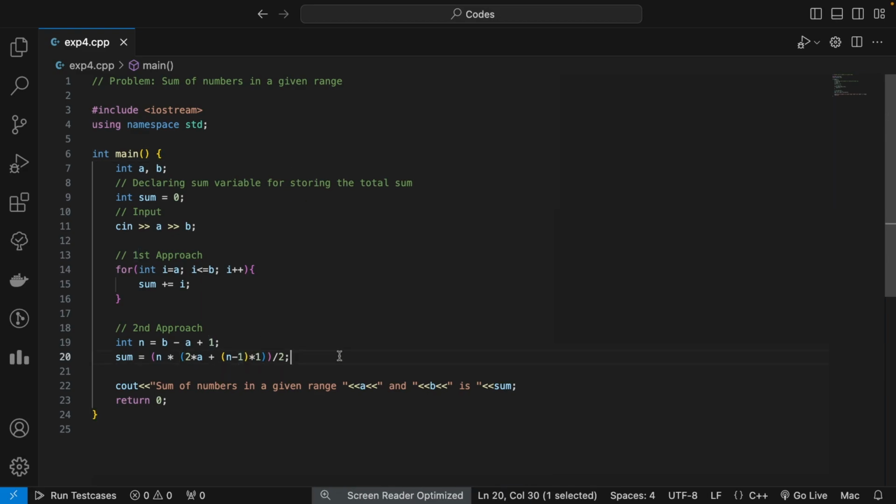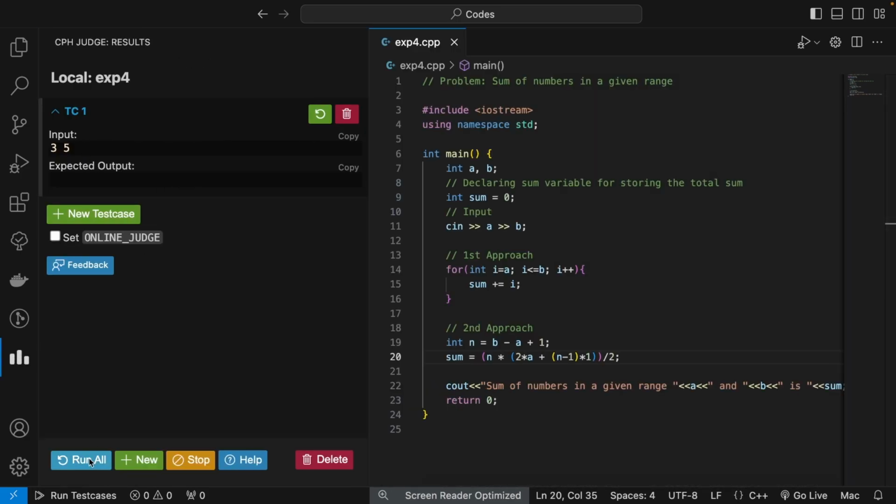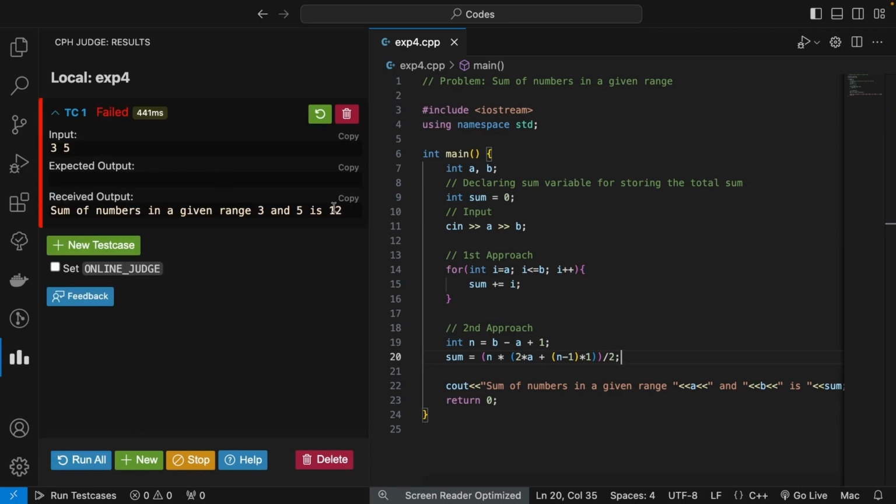Okay, so if you try to execute this problem with the same test case that we have, it is going to give the same result, that is 12. And if you give something like 1 and 5, it is going to give 15 as the answer. So this is perfectly fine.